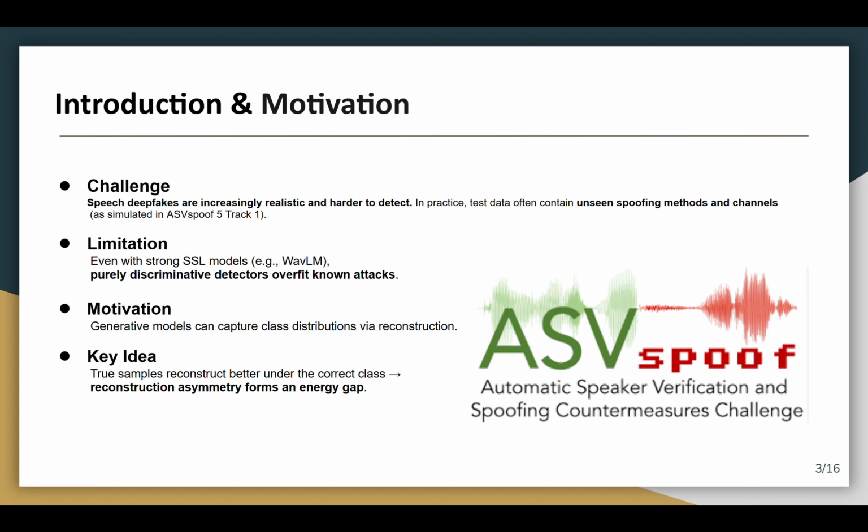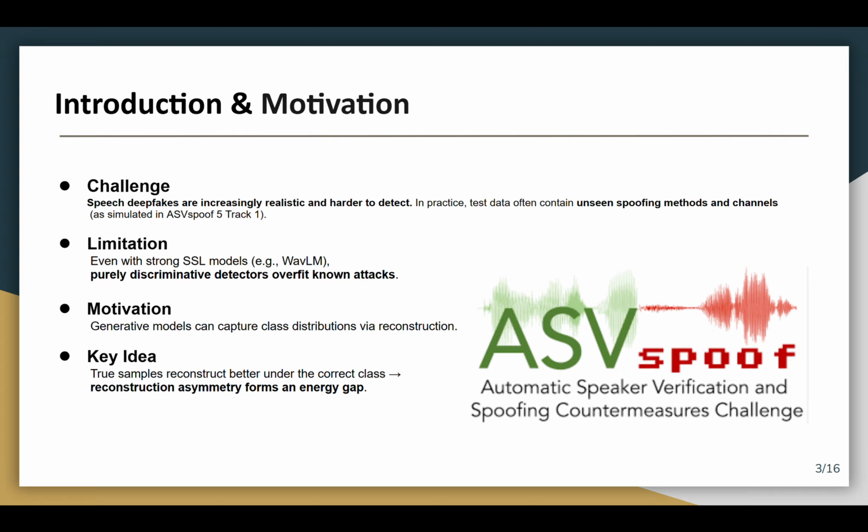As we know, speech deepfake detection has become increasingly important due to the rapid progress of text-to-speech and voice conversion technology. In real-world scenarios, detectors often face unseen methods and channel conditions that they never see during training. ASVspoof 5 is designed to reflect this challenge. The test data includes unseen spoofing attacks and transmission channels. Under this setting, models that rely purely on discriminative classification struggle to generalize.